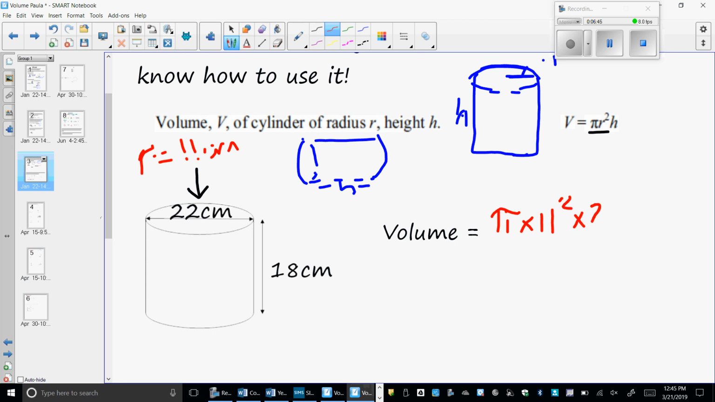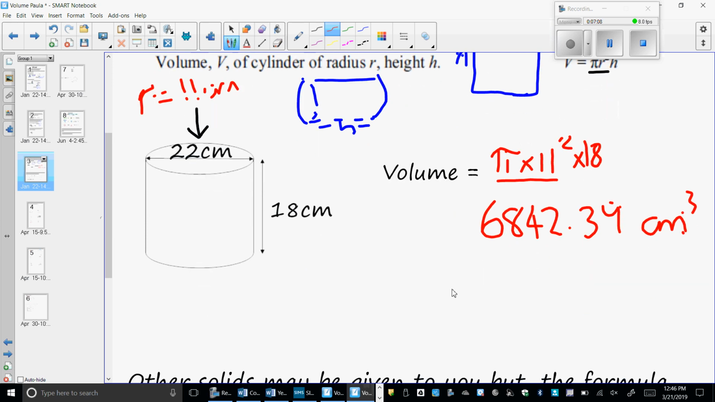So our radius would be 11, so that means our volume is going to be pi multiplied by 11 squared multiplied by 18. So pi r squared multiplied by 18. And I don't know the answer to that, one second. Okay, that gives us 6,842.39. And that would be centimeters cubed again.